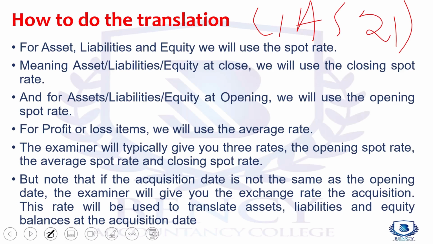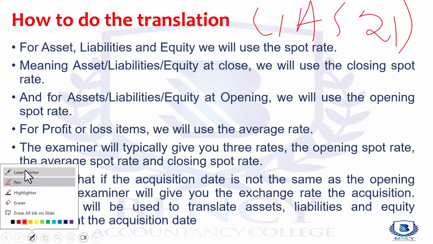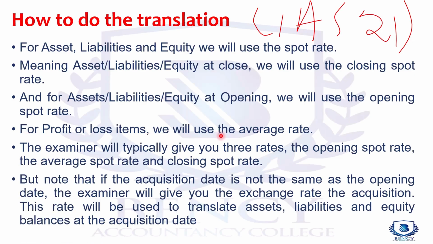If the assets are being determined at the acquisition date, we will use the spot rate at the acquisition date. Simple and easy. Then for profit or loss items, let's get the pointer. For profit or loss items, we will use the average rate. Profit or loss items such as revenue, cost of sales, post-acquisition profit, and impairment. We will use the average rate because sometimes it is difficult determining the spot rate for all profit or loss items. Hence, for making things easy, we will use the average rate.